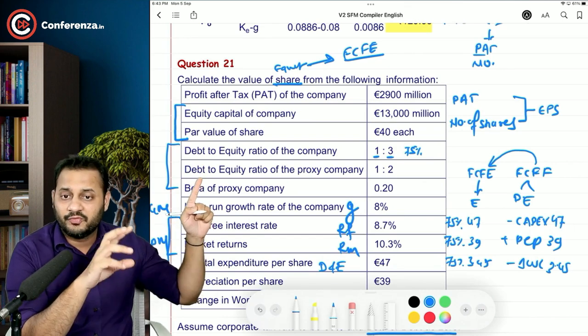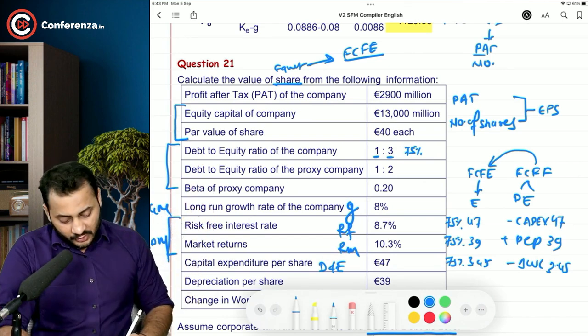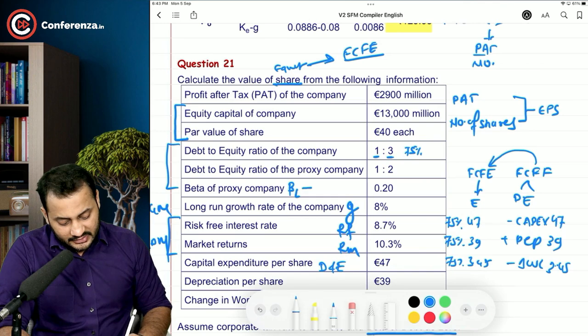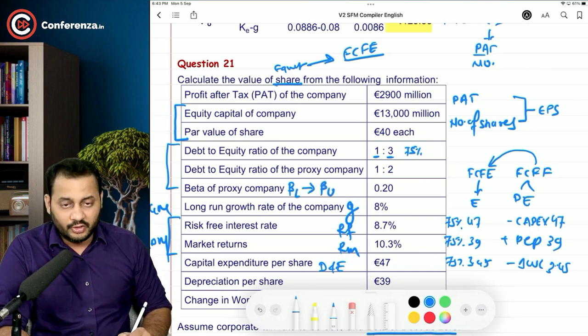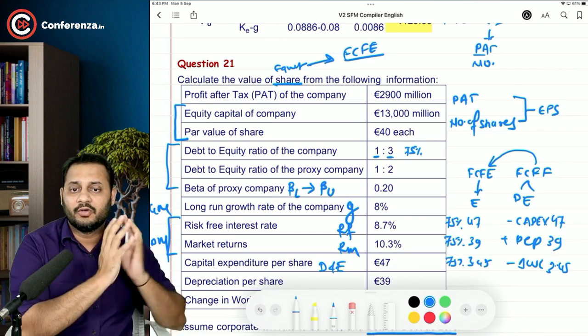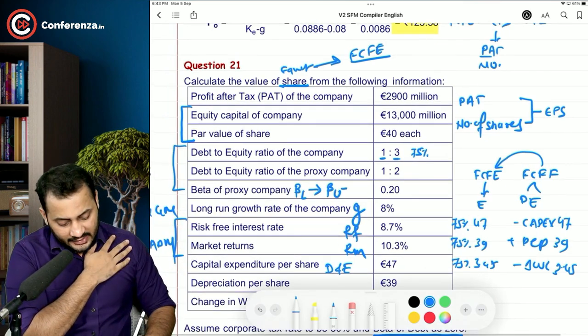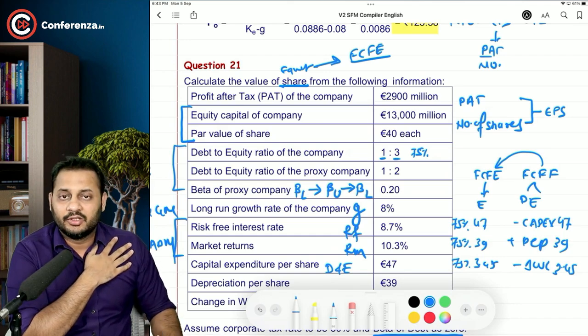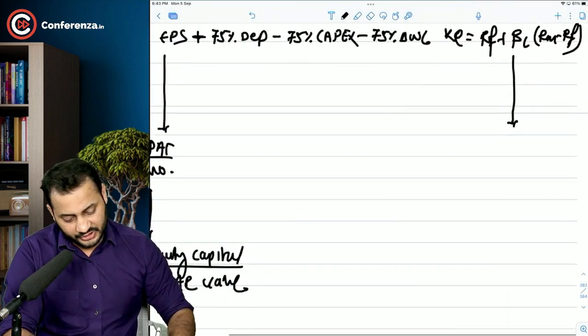company. So first, what we are going to do, we are going to convert the proxy company's levered beta to unlevered beta. That means we are removing the debt of the proxy company, and then again we are going to add our debt in that and calculate the levered beta. So understand the procedure now.